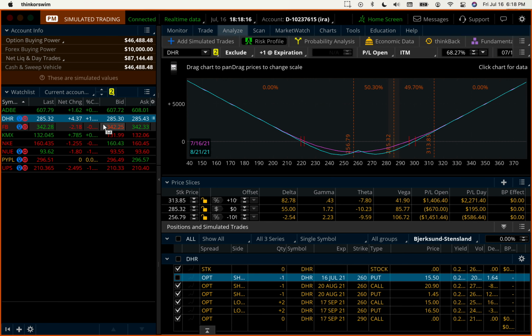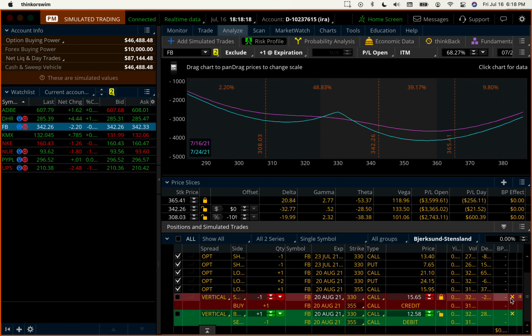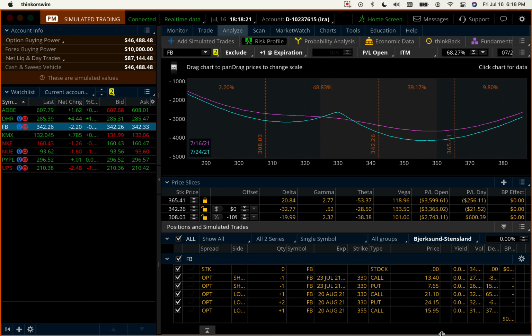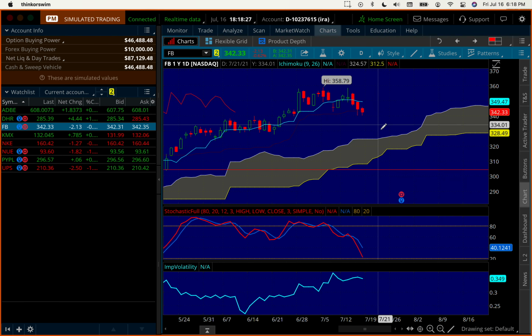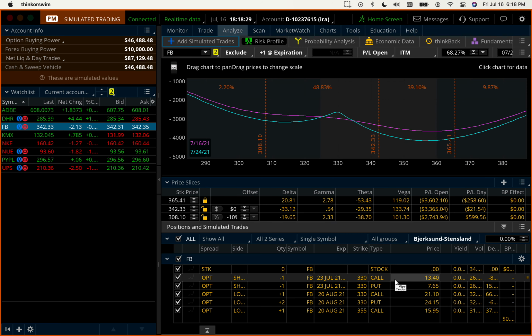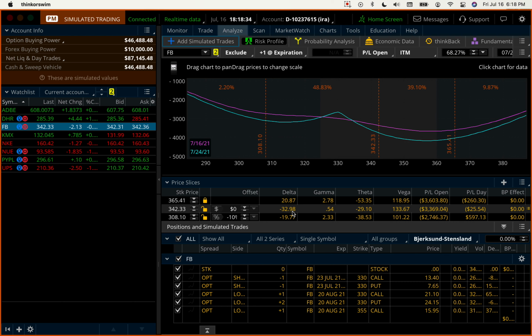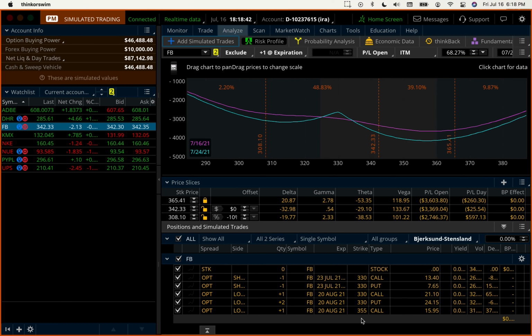Let's move on to Facebook. Okay, I need to delete all this because this is what I have currently. Let's look at the chart of Facebook. It's been going down, which is nice because, as you can see, our deltas are negative. But perhaps it's time for us to modify that back to a little more neutral. How do we do this?